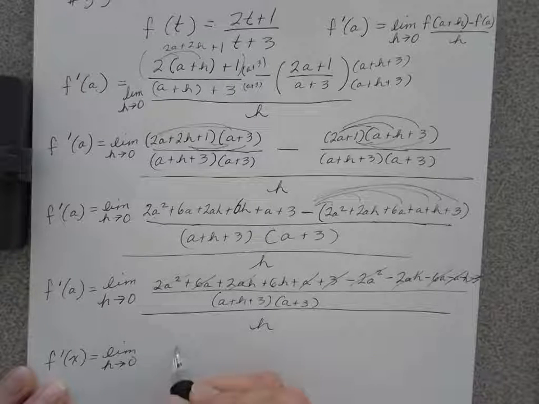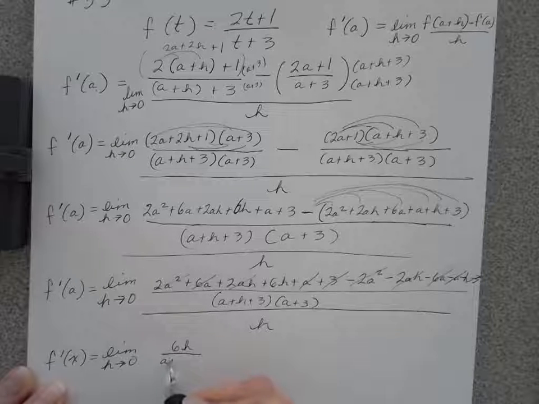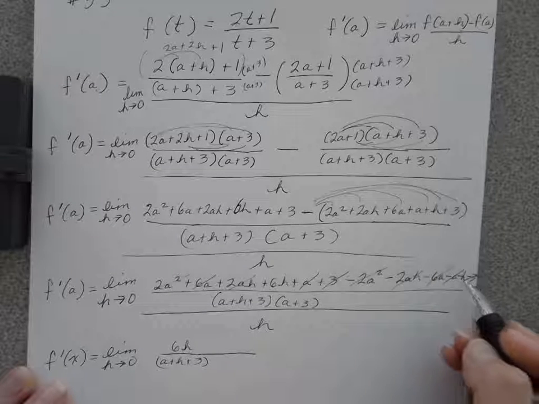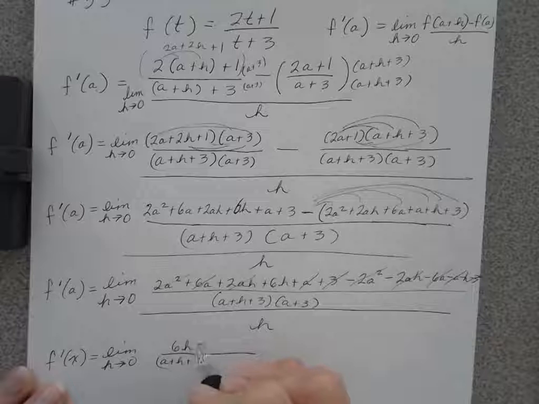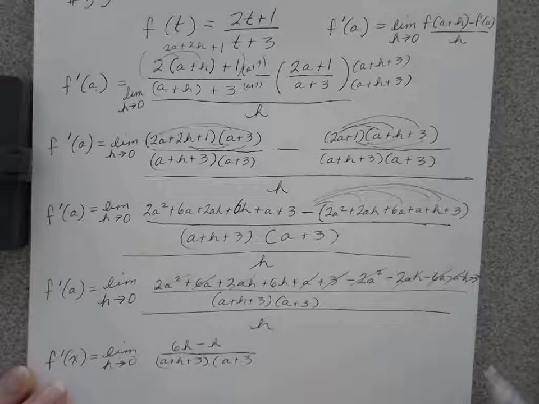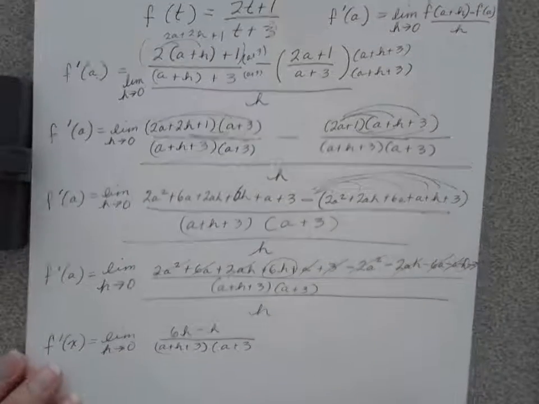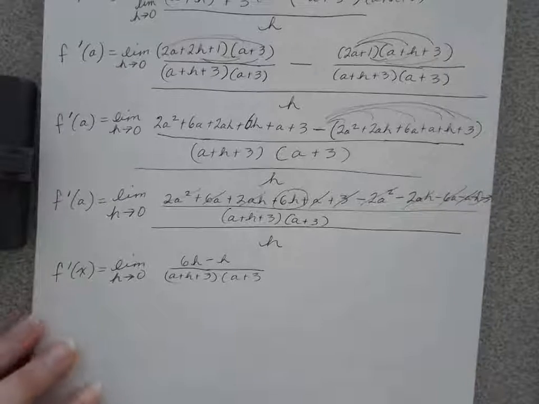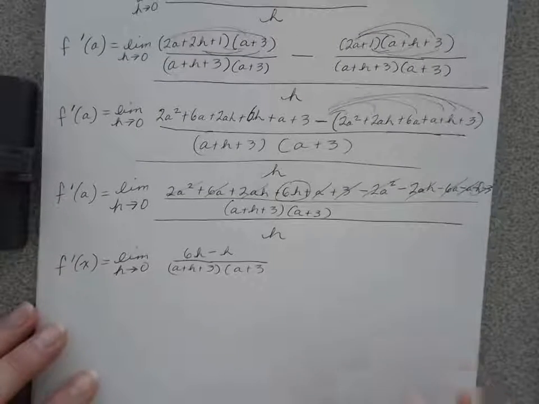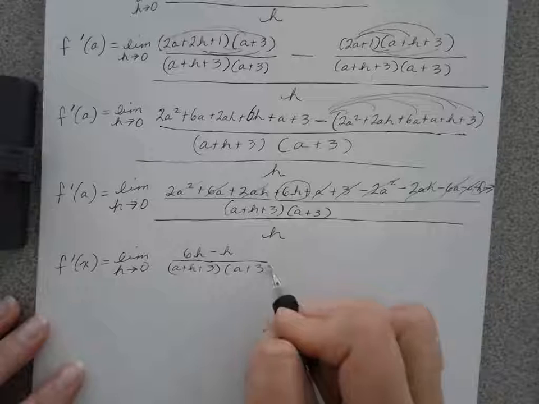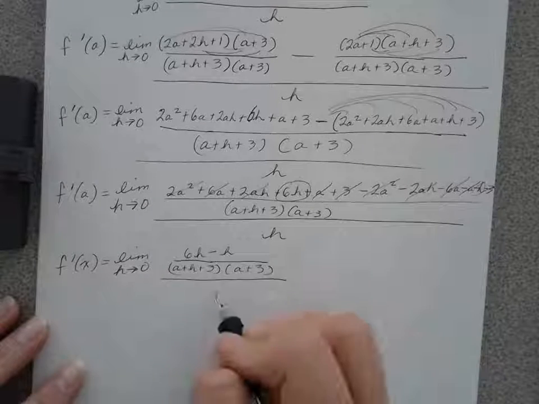So we're left with 6h over a plus h plus 3. Oh, there's a minus h. Sorry. We'll just put that on there. Times a plus 3. Yep, I missed it because it's so little over there. Sorry. You guys have better eyes than I do, and I'm the one who wrote it. Okay. And then all of that is over h.